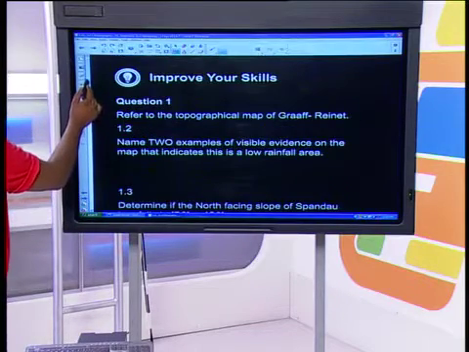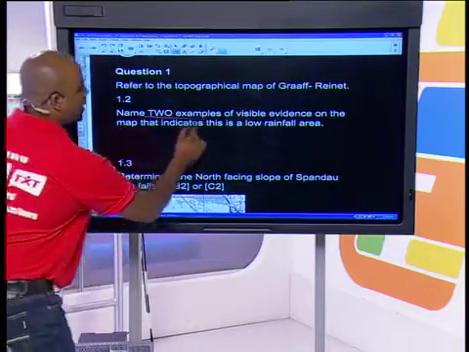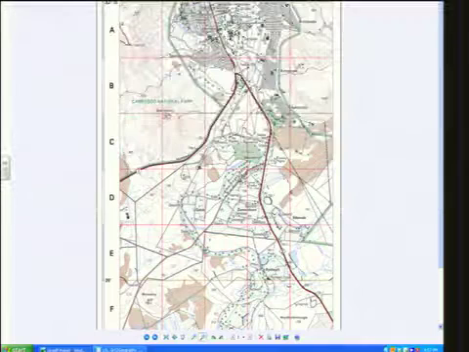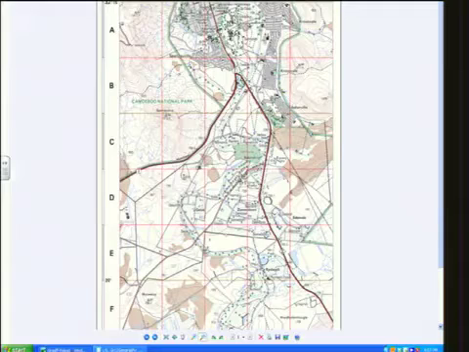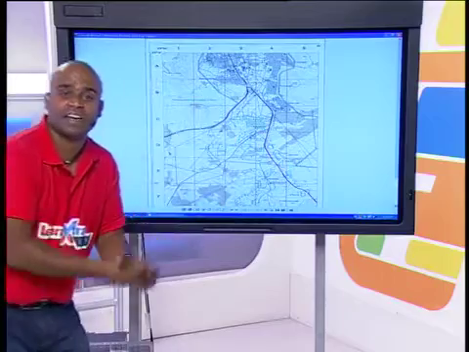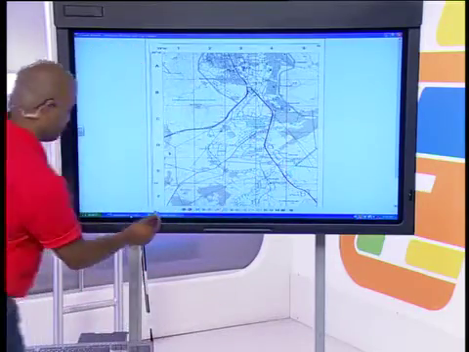Now, let's look at the key questions for this particular map in terms of climatology. Name 2 examples of visible evidence on the map that indicates this is a low rainfall area. I'm going to go to the map again of Graaf-Reinet. Note there's an absence of green areas on this map. Because of that, you have non-perennial rivers. You also have furrows and canals, as well as storage dams. Storage dams further emphasize the point that water needs to be stored during the dry season or the lack of rainfall. So in this particular map, it is a low rainfall map.